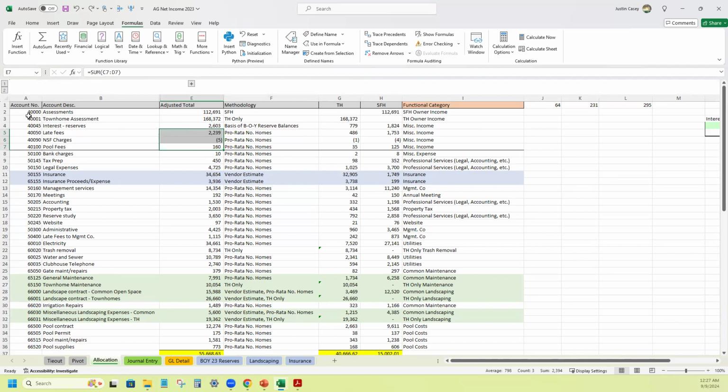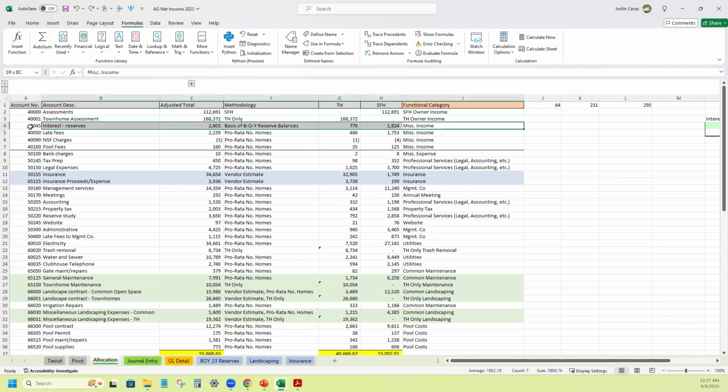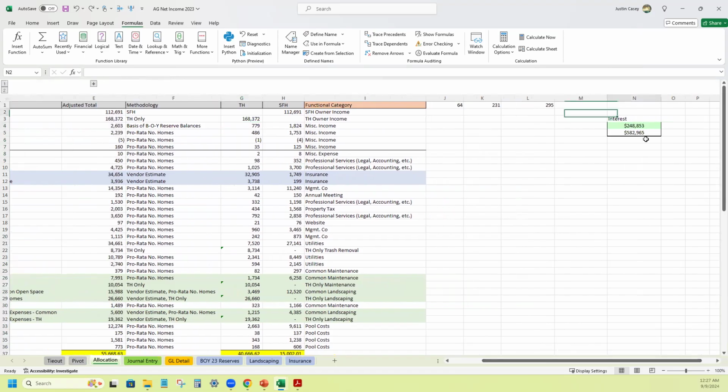So from here, let's look at how the interest reserves is calculated. Rather, the interest is allocated, not calculated. We already talked about how it's calculated. It runs through the income statement when cash is received by AMG. And how it's allocated then is basically on the basis of beginning of the year reserves.